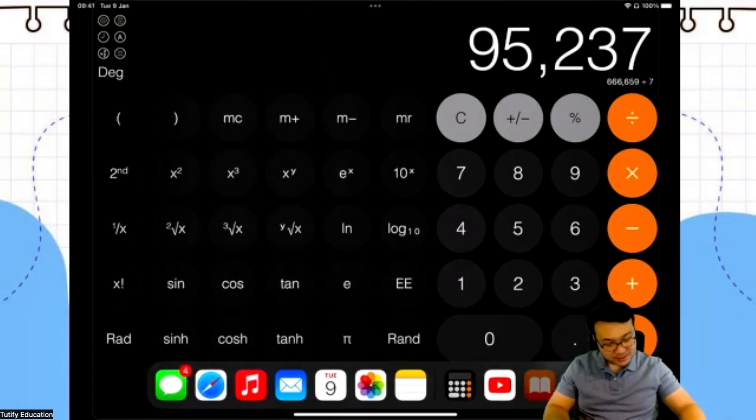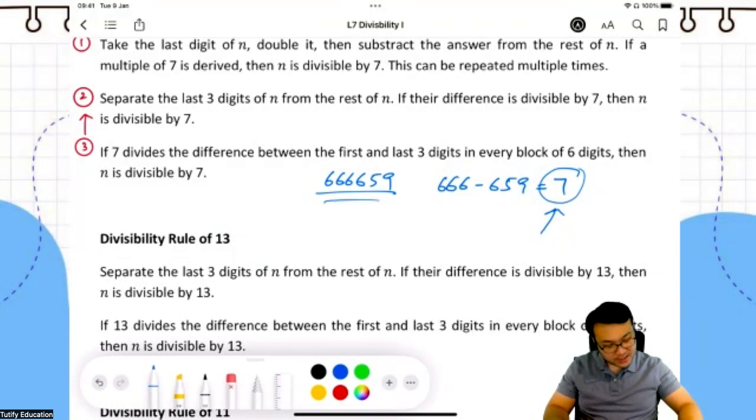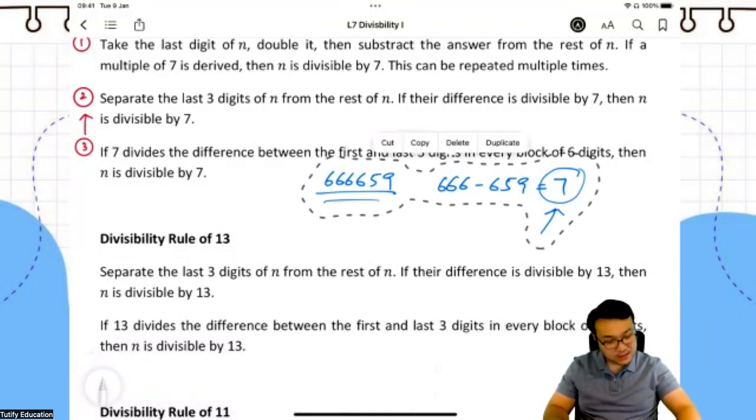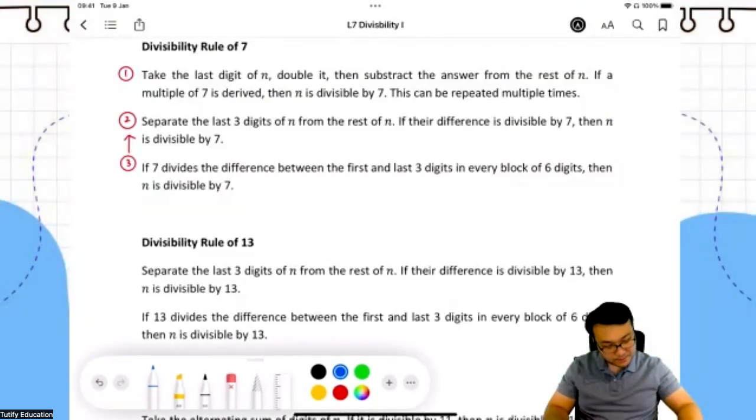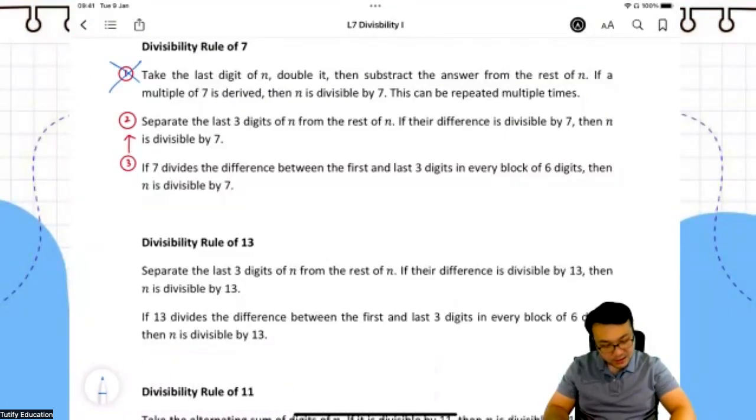Okay, so that's the divisibility rule of 7. And 13 is exactly the same. For number 13, it does not have rule number 1. The rule number 1 is special for number 7. It's not for number 13. For number 13, you just need to follow rule number 2 and rule number 3, which is to separate the last 3 digits. Yeah? So let's take a look at the example.